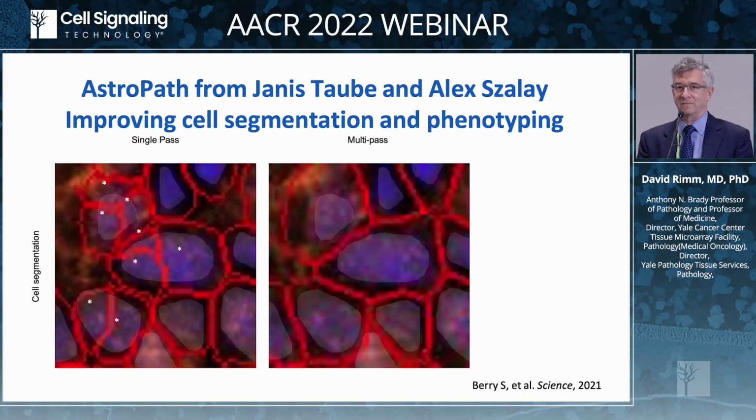This is probably the most progressive segmentation that has yet been done, and that's this AstroPath technology that was invented by Alex Szalay, who's an astrophysicist. And this came out in the Science paper led by Sneha Berry last year. It's all from Janis Taube's lab. And this uses multiple passes of the fluorescence, or multiple images, in order to segment. And you can see a classic segmentation error here. And then when you do multiplex, you get much better segmentation. This is wonderful, and I think that it has a great future, but unfortunately, unless you work at Johns Hopkins, it's not available to you yet. Keep your eye on that space. This might be ultimately the best segmentation solution.